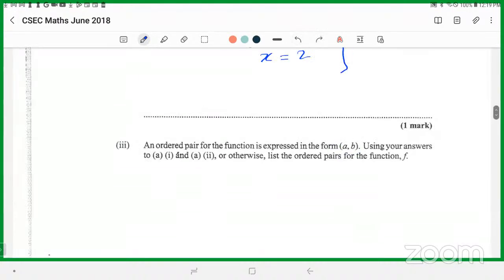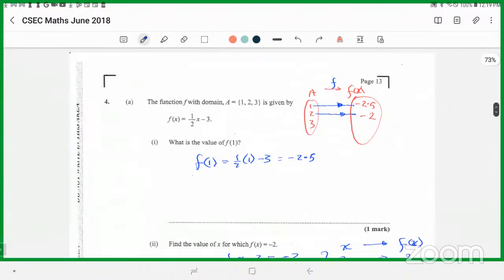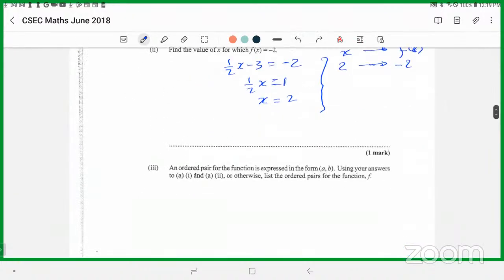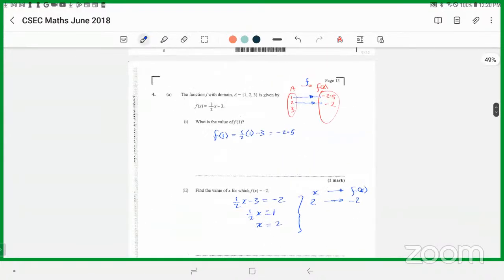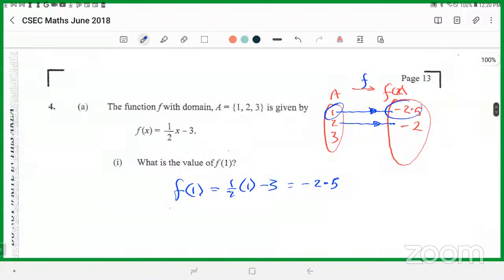So what are the ordered pairs so far? One ordered pair is 1, negative 2.5. If we were to write them out, 1, negative 2.5. The question says, using your answer in part A, part 1 and part 2, or otherwise, list the ordered pairs of the function. We only have 2 of them so far. We have 1 maps onto negative 2.5, 2 maps onto negative 2.